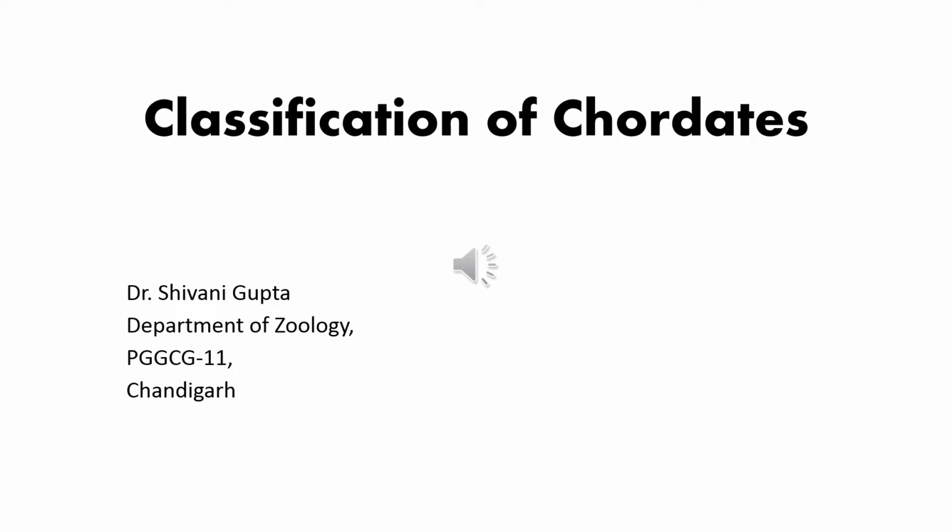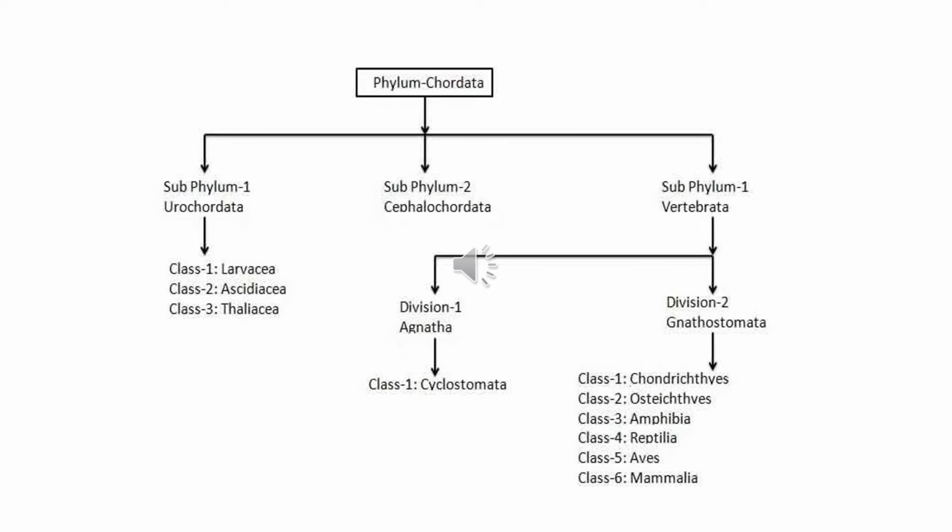Today we are going to discuss classification of chordates. If we talk about classification of phylum Chordata, then it can be divided into three subphyla: subphylum Urochordata, subphylum Cephalochordata and subphylum Vertebrata. Then this subphylum Vertebrata is again divided into two divisions. We have division Agnatha and division Gnathostomata, which are further divided into superclasses and classes.